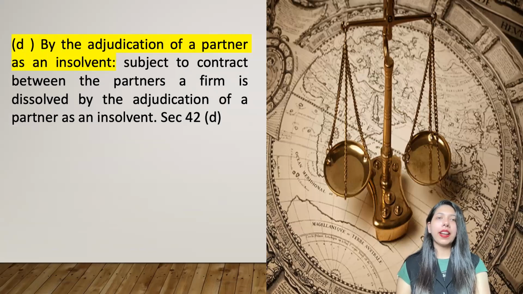And the next point is by the adjudication of a partner as an insolvent. I have already discussed this point, so it's the same thing. If any of the partners becomes insolvent, that leads to a dissolution. And it is again a contingency. It may happen or may not happen, based on Section 42 subclause D.